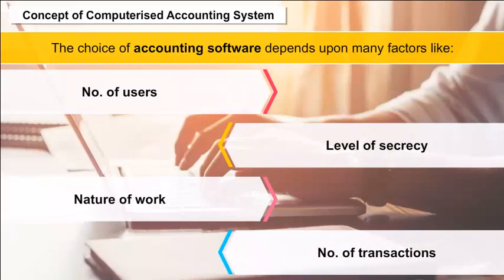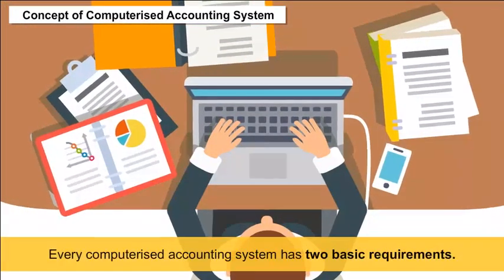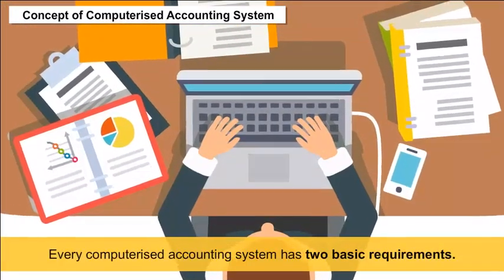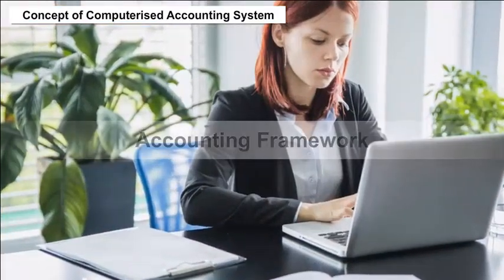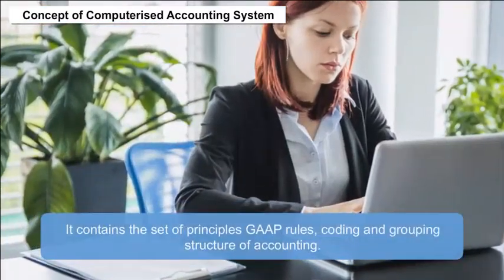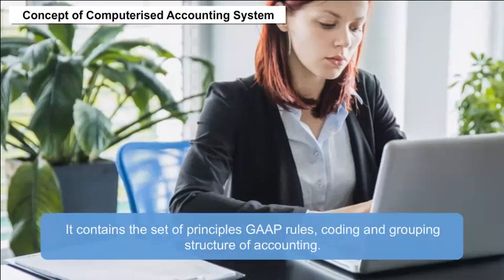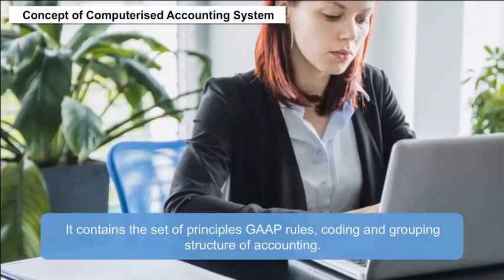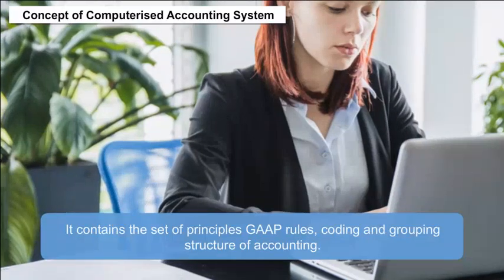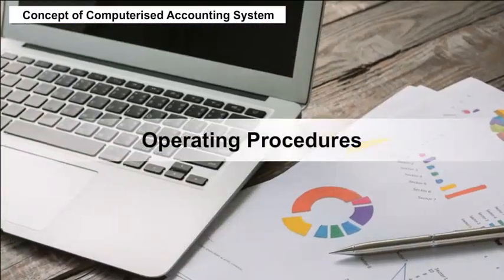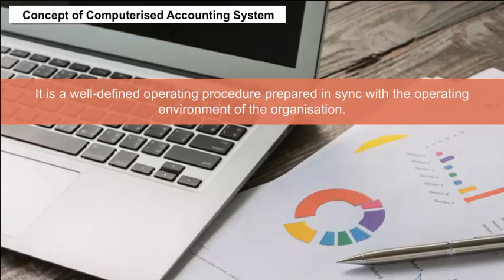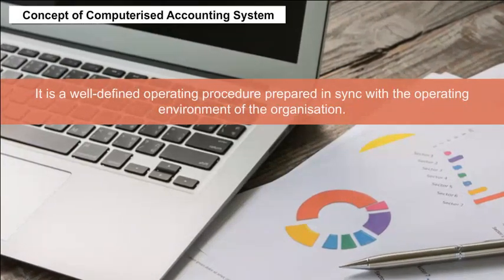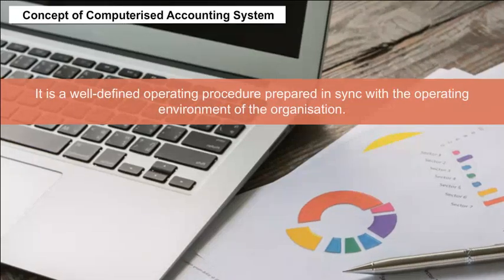of transactions. Every computerized accounting system has two basic requirements. Accounting framework. It contains the set of principles, GAAP rules, coding, and grouping structure of accounting. Operating procedures. It is a well-defined operating procedure prepared in sync with the operating environment of the organization.